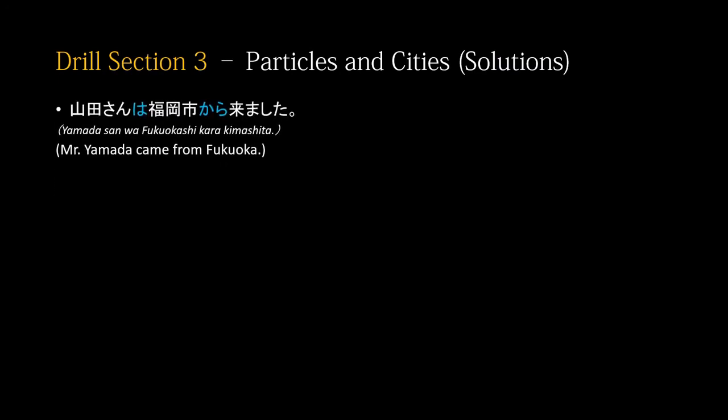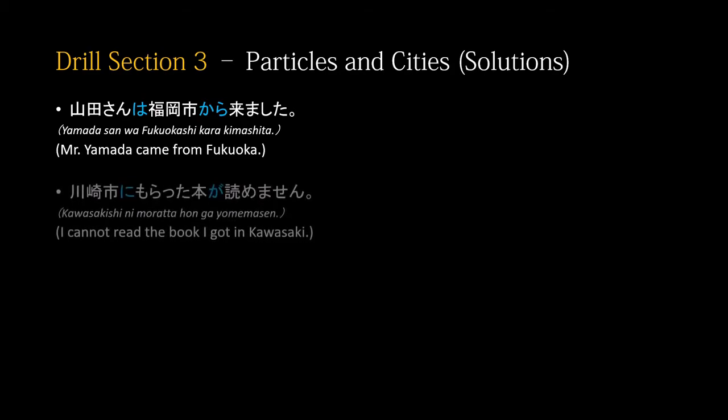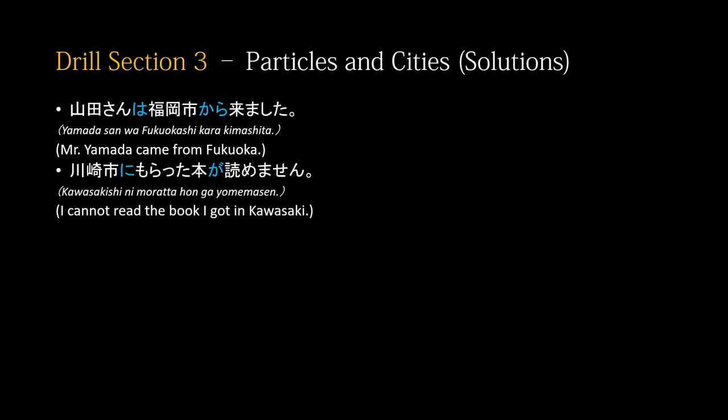In our first sentence, Yamada-san wa Fukuoka-shi kara kimashita, is once again shown the most basic and the most important usages of wa and kara. Wa to mark the topic of the sentence, while kara to give us the meaning of from. In this case, that Mr. Yamada came from Fukuoka.